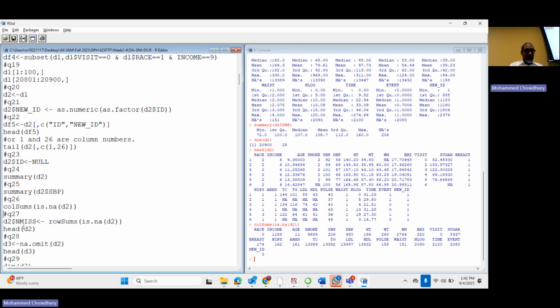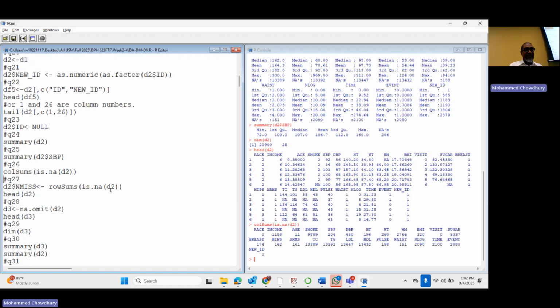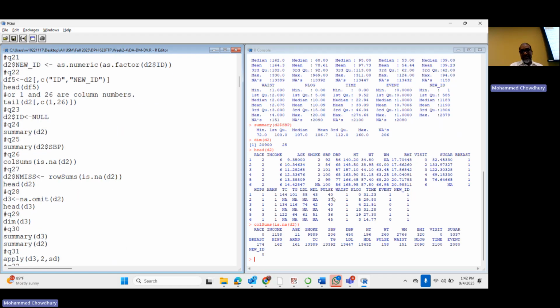After doing these things, now I want to create a column. This is my D2 data. In the D2 data, I want to create a column here, and that column will have how many missing values are in each row. Each row, how many missing values. So take a look at that. In order to do that, I just write these things.